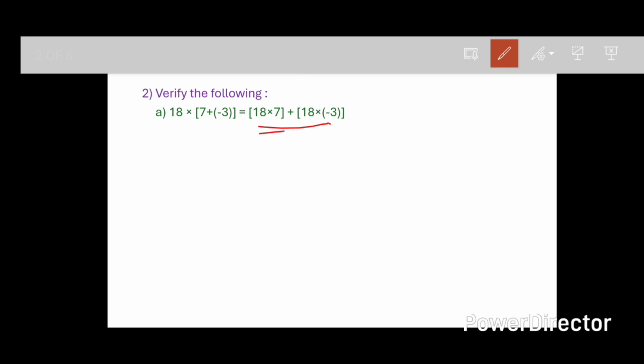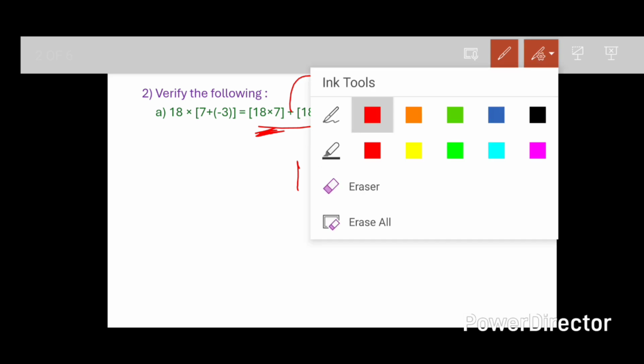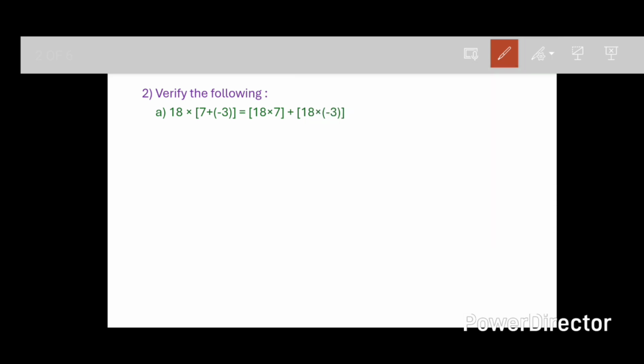So we should solve this bracket first. 18 sevens are how much? 126. Yes, plus remains as it is. But we should multiply here plus into minus. That becomes what? That becomes minus. See again, once again. 7 8s are how much? 56. 5 carry means it becomes 12. 126, correct? Plus into minus becomes minus. Then 18 3s are how much? 3 8s are 24. 2 carry 54.